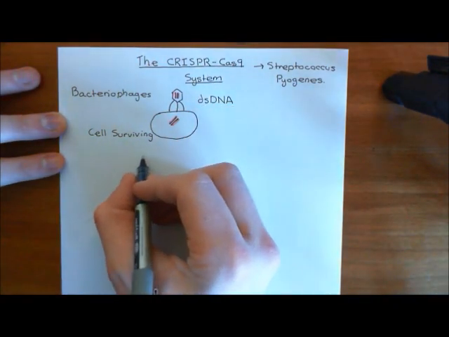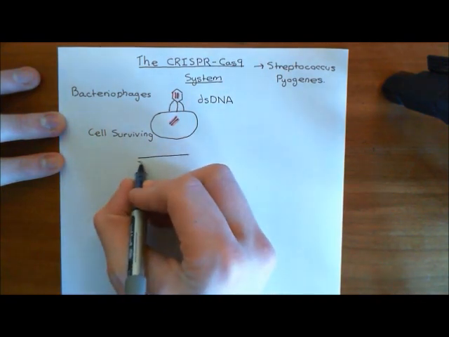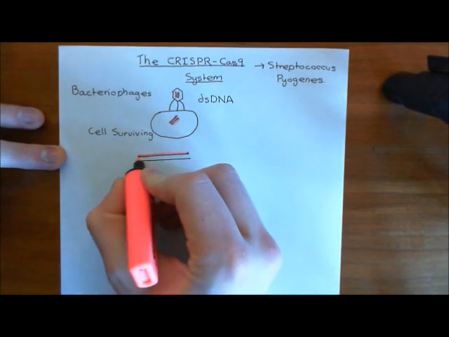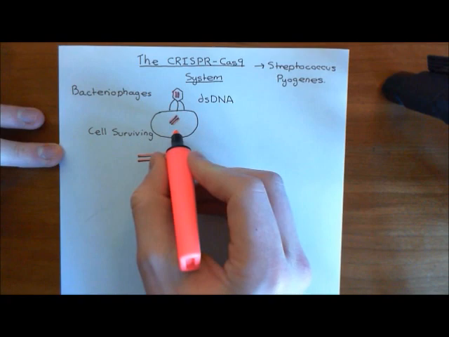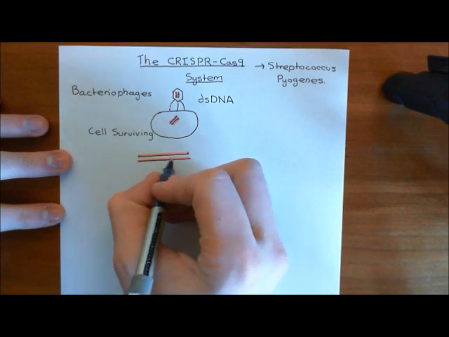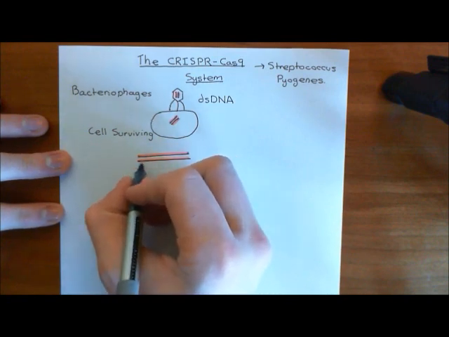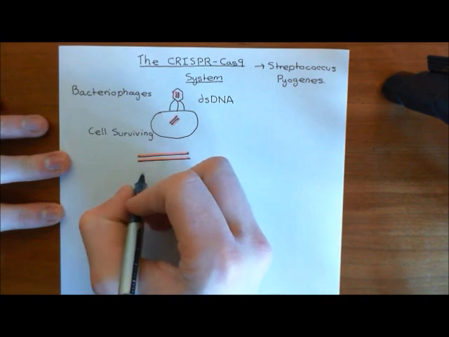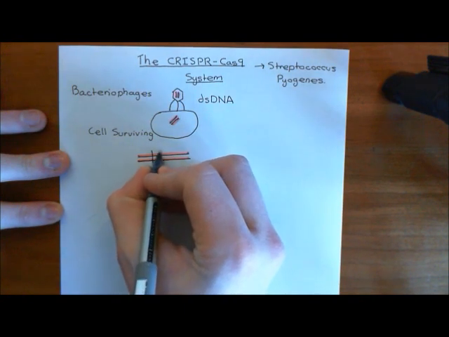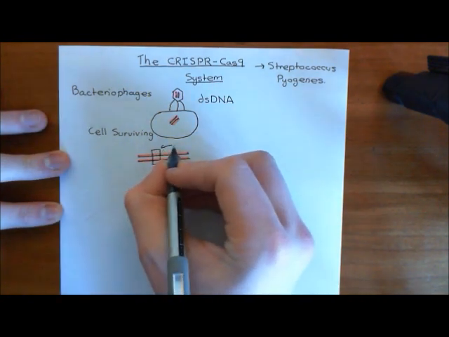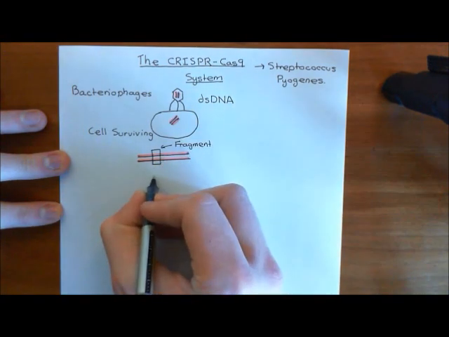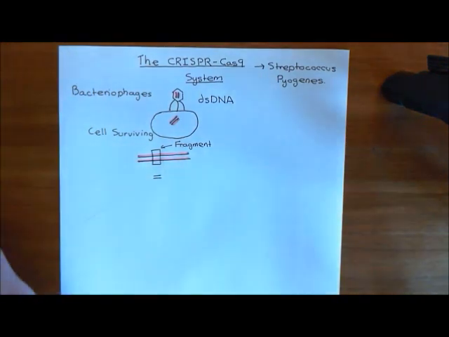So what's it going to do then? Well, let's draw the viral genome here firstly. Okay, so here is the double-stranded piece of DNA of the viral genome, and this is inside this cell that's going to survive. Now, basically what happens is that this cell will chop up the viral genome and take little fragments of it and implant those fragments into its own genome. Okay, so let's say we're going to take this little fragment here. Here is a fragment of the viral genome, and basically this fragment is going to end up being implanted into the bacterial genome.